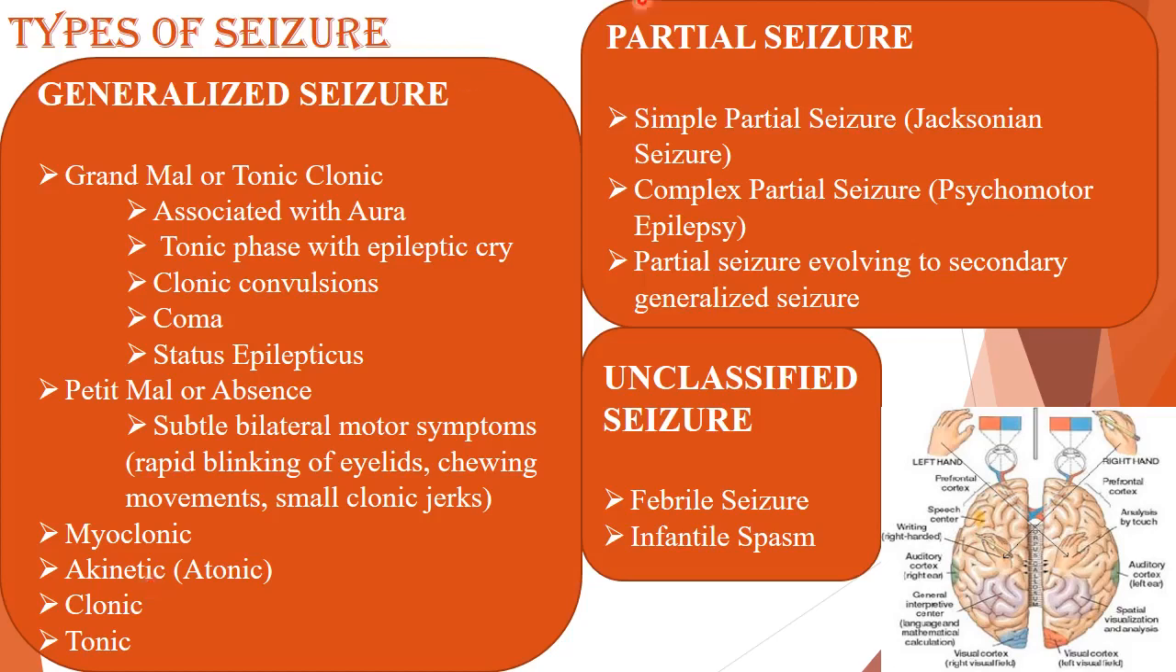All right, so next comes the partial seizure. It is a simple partial seizure, complex partial seizure, as well as partial seizure evolving to secondary generalized seizures. So in that simple partial seizure, as I already told you, there is involvement of any part of the cerebral hemisphere, not the whole cerebral hemisphere. So in that simple partial seizure, what will happen? There are unilateral clonic movements.